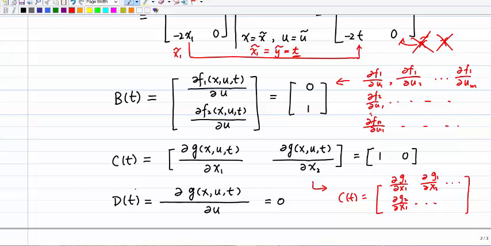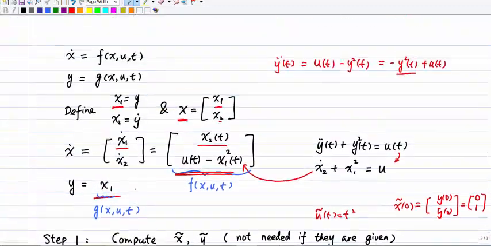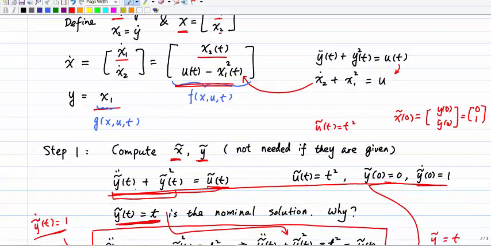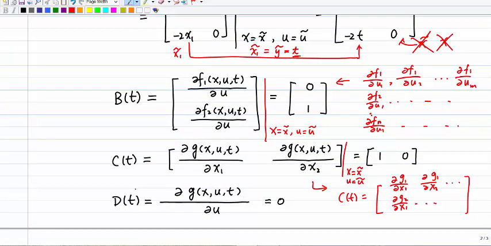And of course here I forgot to put it here: it should be evaluated at x is x tilde and u is u tilde. So apparently here I don't have to care about that, because it's constant and doesn't matter which nominal value we have. Okay, again, what is g here? My g is just given by x1. So you do partial g over partial x1, which is 1. Partial g over partial x2 is just 0, so it's 1, 0.